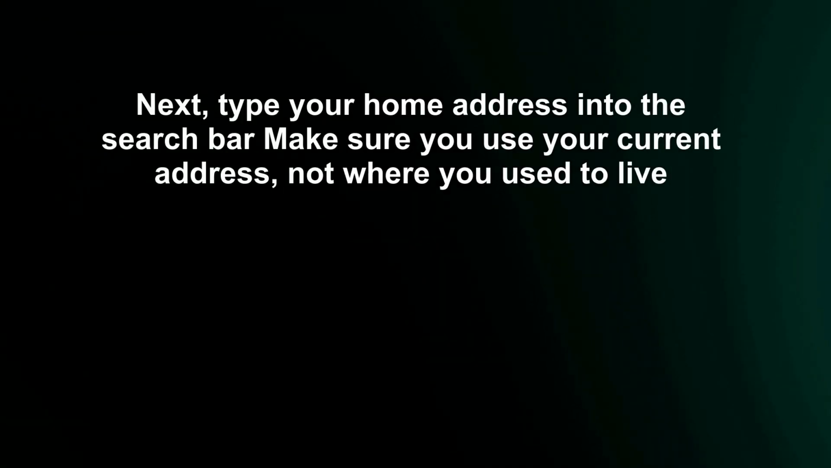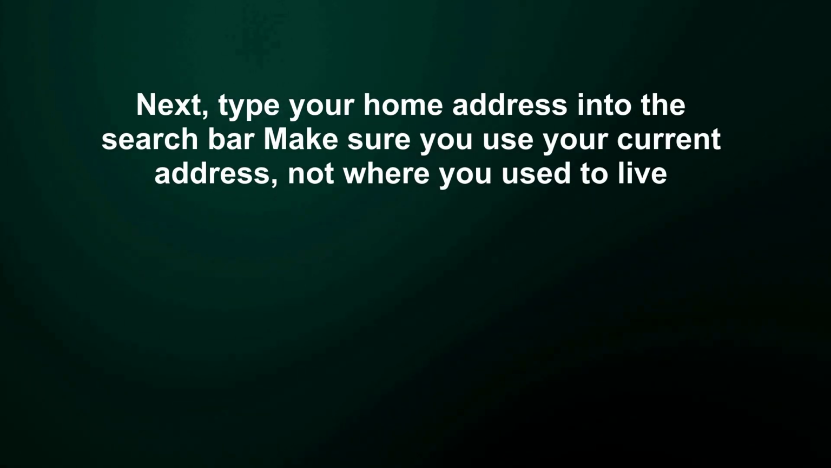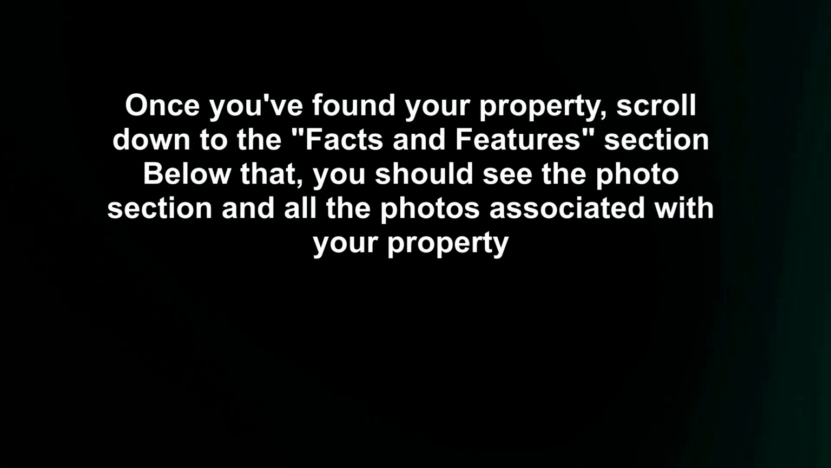Next, type your home address into the search bar. Make sure you use your current address, not where you used to live. Once you've found your property, scroll down to the Facts and Features section. Below that, you should see the Photo section and all the photos associated with your property.